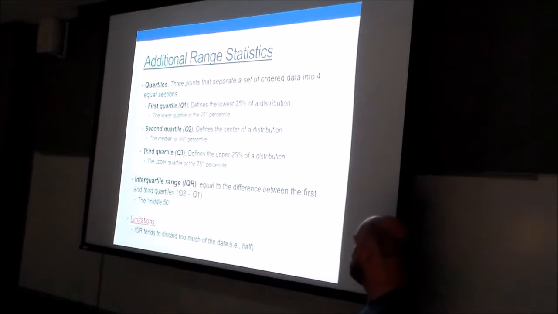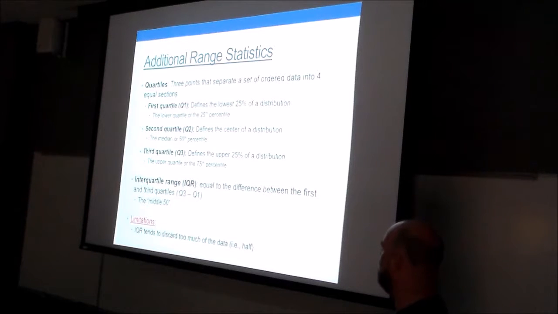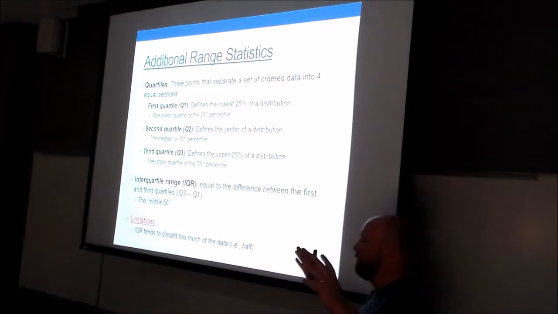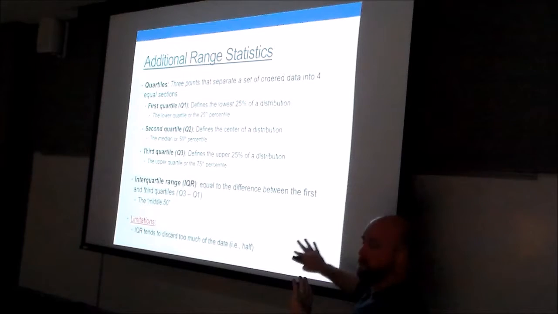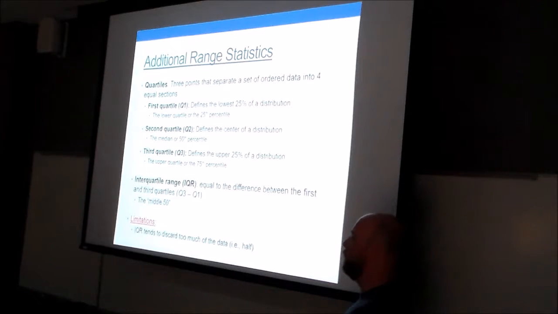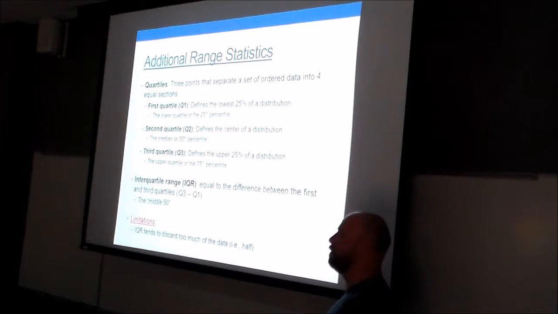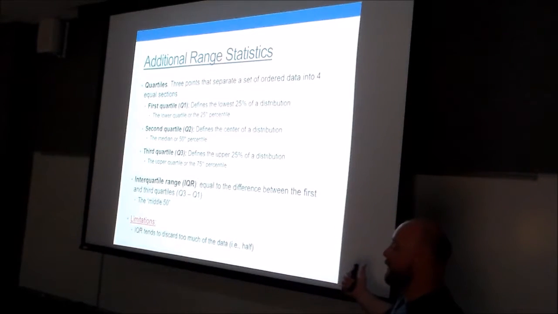Okay. So limitations of your interquartile range. We're getting rid of a lot of data, right? We're sort of cherry picking the middle 50% and ignoring the top 25% and the bottom 25%. You can have a horrible distribution and still have a pretty clean interquartile range, even if you have scores way down at the bottom or way up at the top.